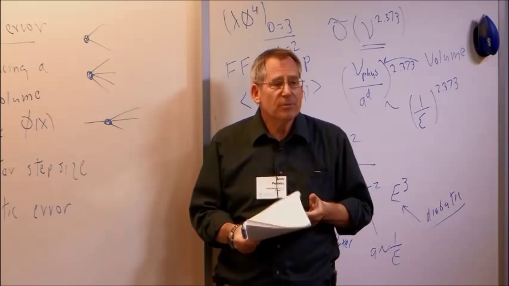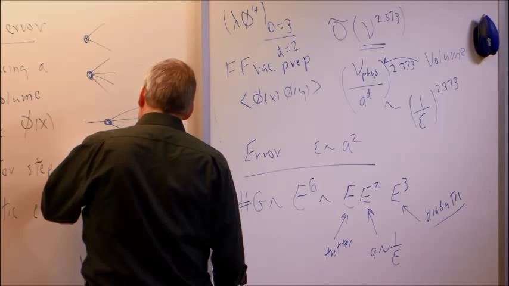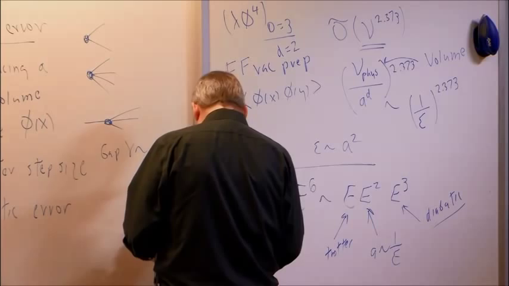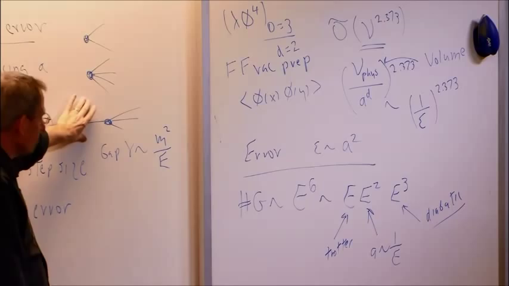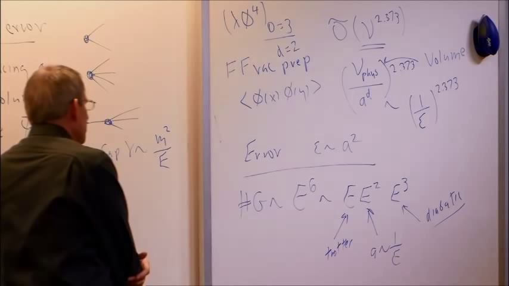The gap goes like m squared over E for large energy. So this actually turns out to be the more vexing problem if we're studying the scaling with energy. And that's where, it turns out, this E cubed comes from.